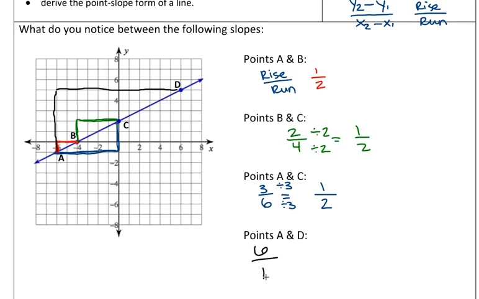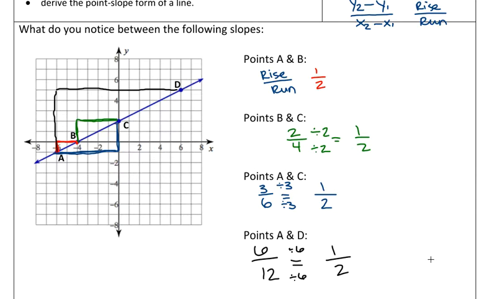So 6/12. I could divide top and bottom by 3. I could divide top and bottom by 2. Or I could just divide top and bottom by 6. So 6 divided by 6 is 1. 12 divided by 6 is 2. Whoa, they're all the same.